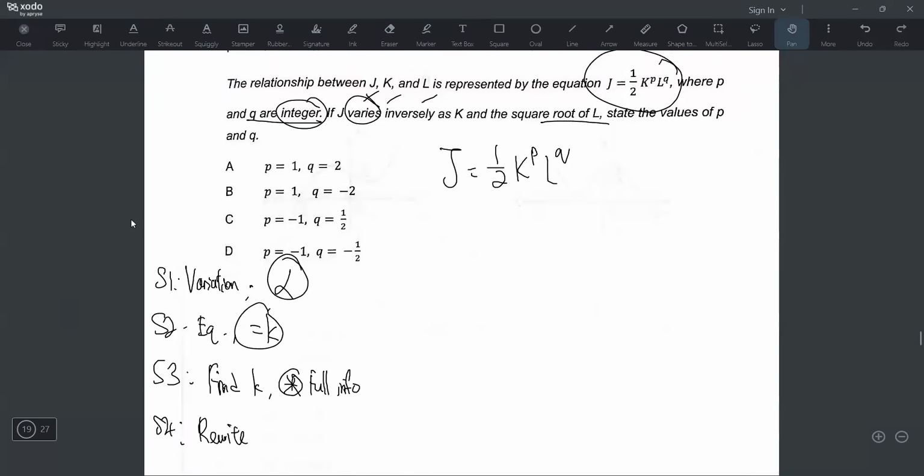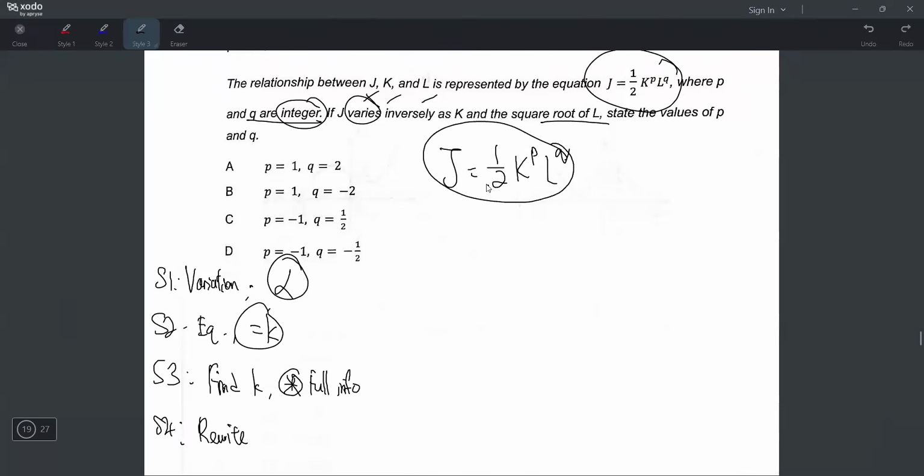All right, for this question, actually, they gave us the equation already. This is actually the step 4 already. It's just that they never give us the P Q lah. But they did say P Q is integer, and they say the J varies inversely as K and square root L. So let's write down this. This one, let's write down here.